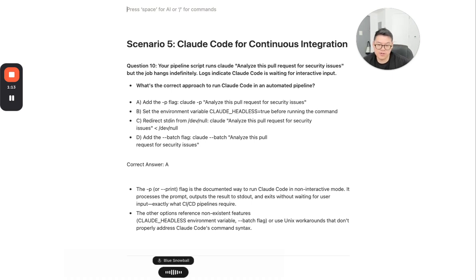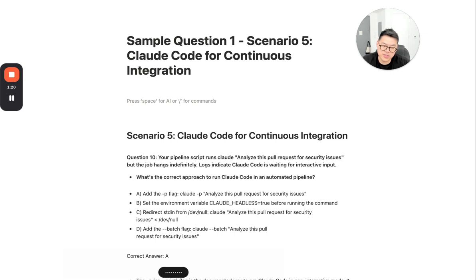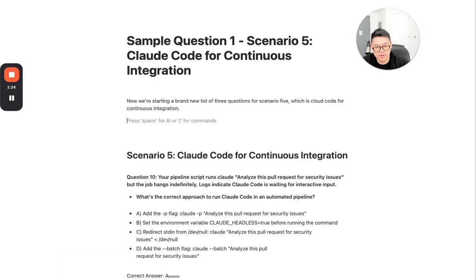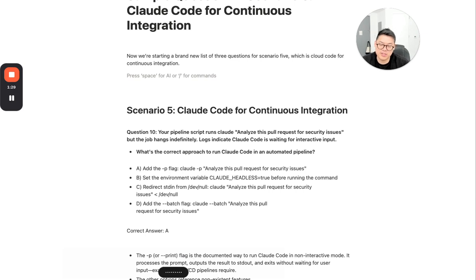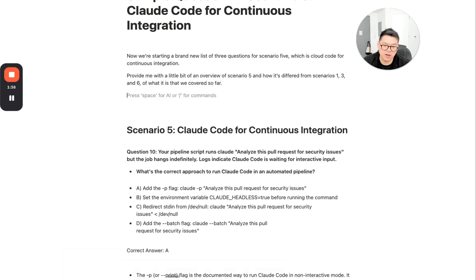All right, now we're starting a brand new list of 3 questions for scenario 5, which is Claude code for continuous integration. Provide me with a little bit of an overview of scenario 5 and how it's differed from scenarios 1, 3, and 6 of what it is that we covered so far. I'm already feeling a little bit nervous about this because I see code and I'm thinking to myself, hell no, because I'm not a coder.